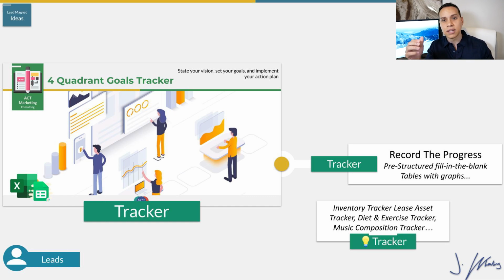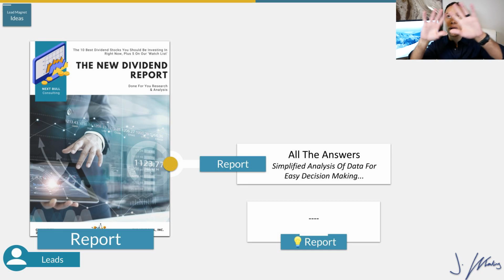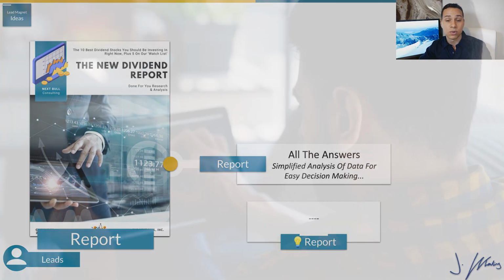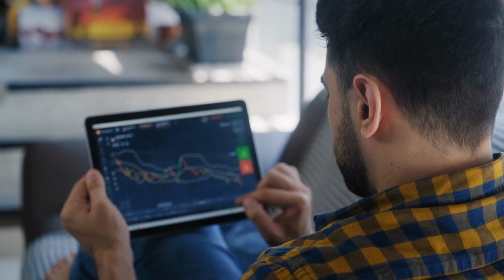Now, the next three will be in our Insider Secrets category, and the first one's going to be a report where we do all this research for them and we compile it down and just give them the answer and say, here's what I think you should do, or here's what we found after doing all this research that you don't have to do anymore. And of course, a dividend report is a great example of that.